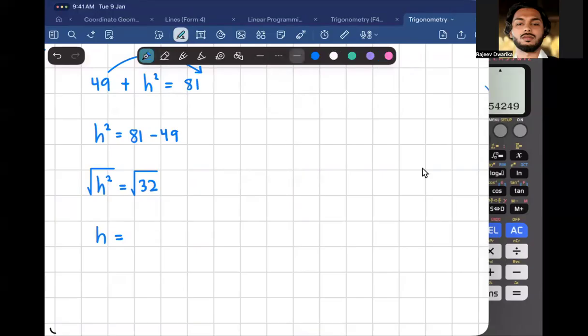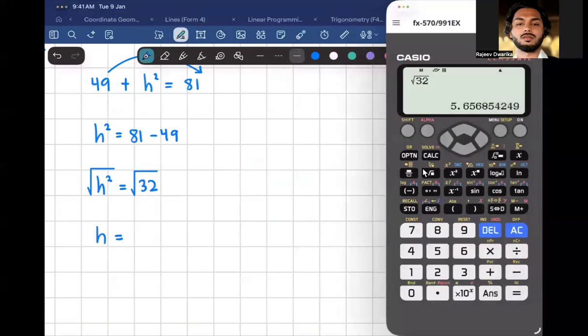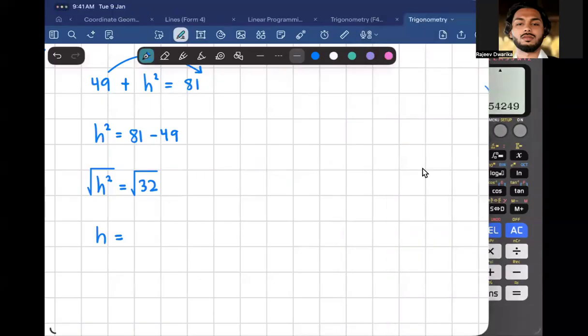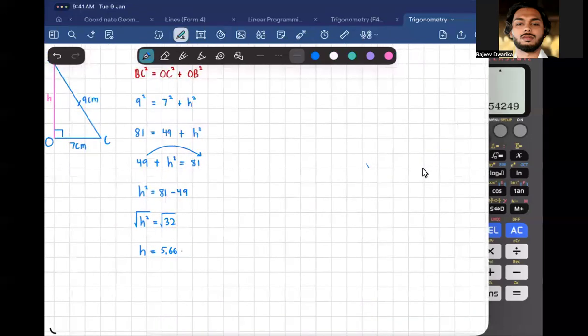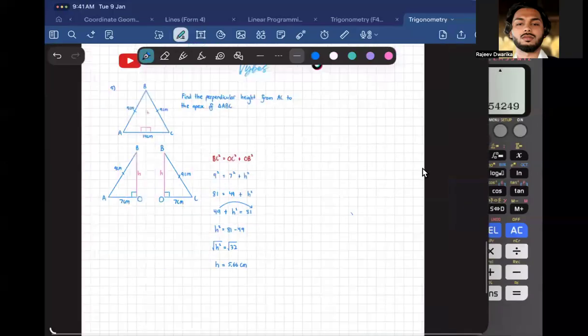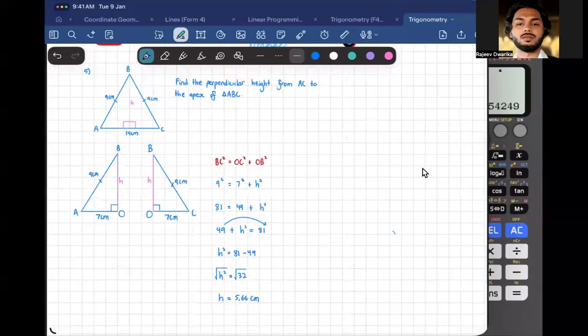Right? So that'll be 5.67, no, 5.66, right? So that's the answer there. 5.66 centimeters. And this is the kind of question you could expect in the exam. This is how it would come, right?